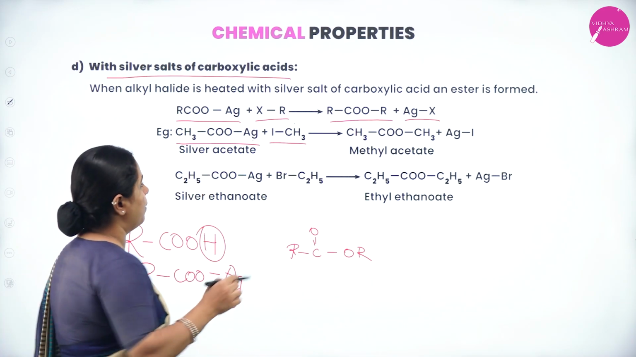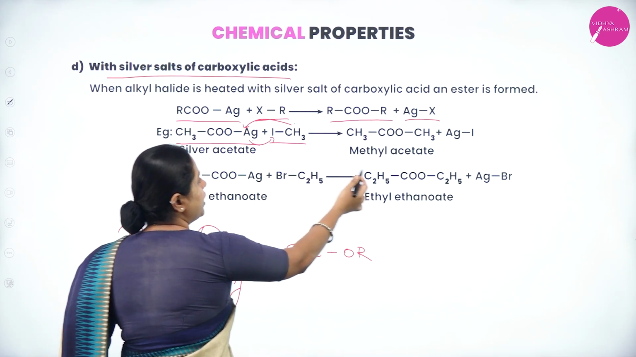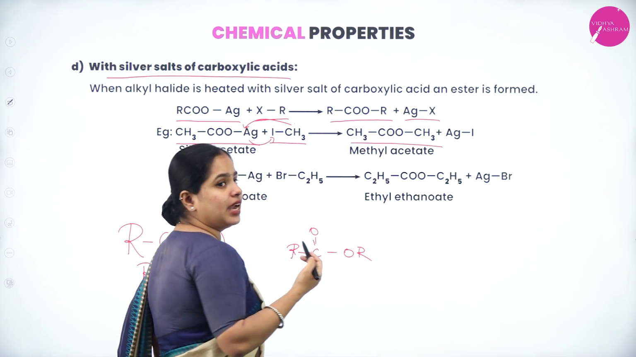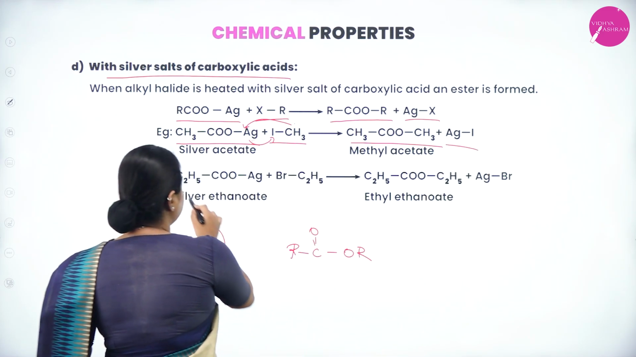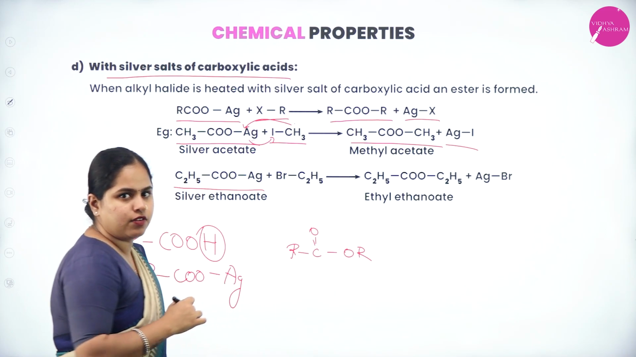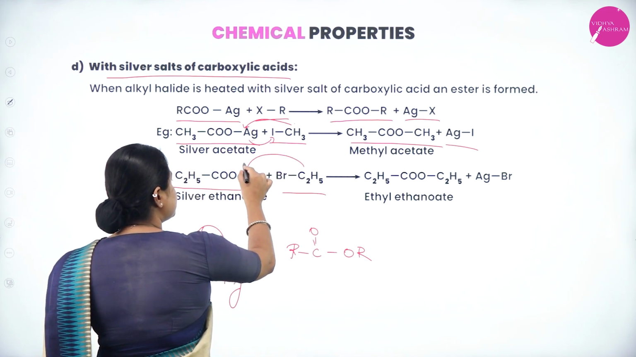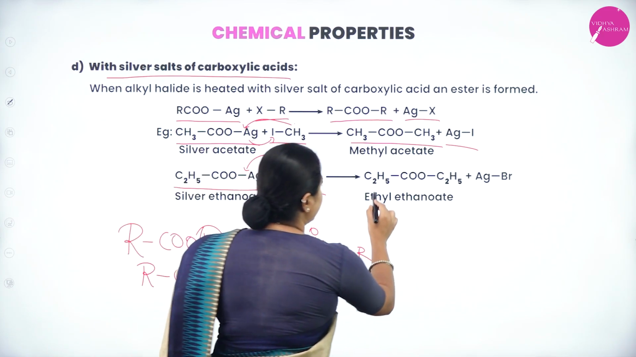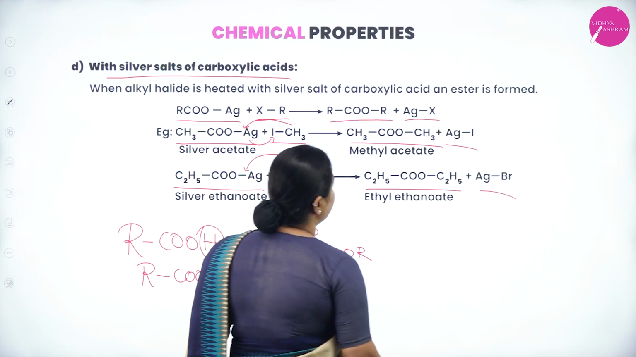So what is going to happen here? The methyl will get attached to this oxygen atom and the silver iodide will be formed. So you will get methyl acetate, which is an ester, and silver iodide is formed. Another example, C2H5COOAg, silver salt of carboxylic acid, reacts with C2H5Br. Now what happens? This will get attached, and you will get ethyl propanoate, that is C2H5COOC2H5, and AgBr.